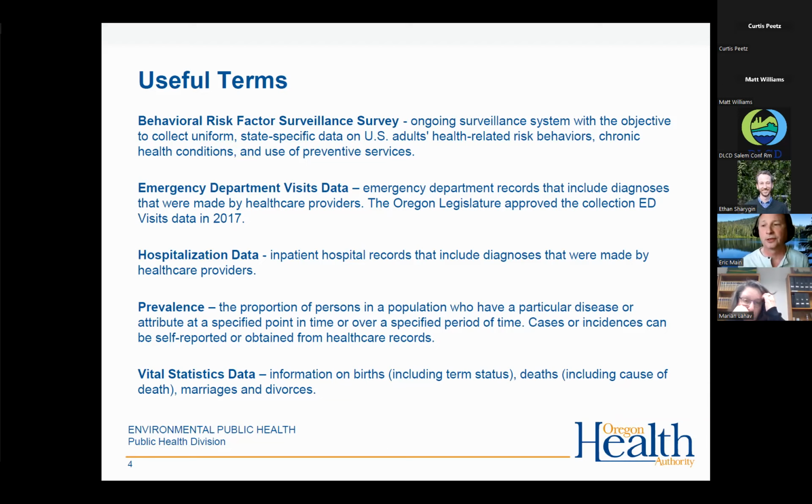Where hospitalization data is great is for heart attack data, because most everybody that has a heart attack ends up being hospitalized for monitoring. And then vital statistics data, that's where we get our premature births, which is a data set that we tend to gravitate to when we're thinking about vulnerable populations. Next slide, please.